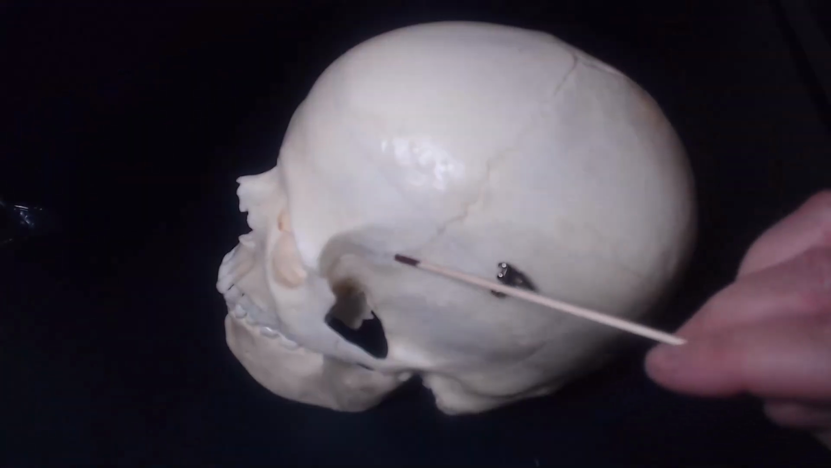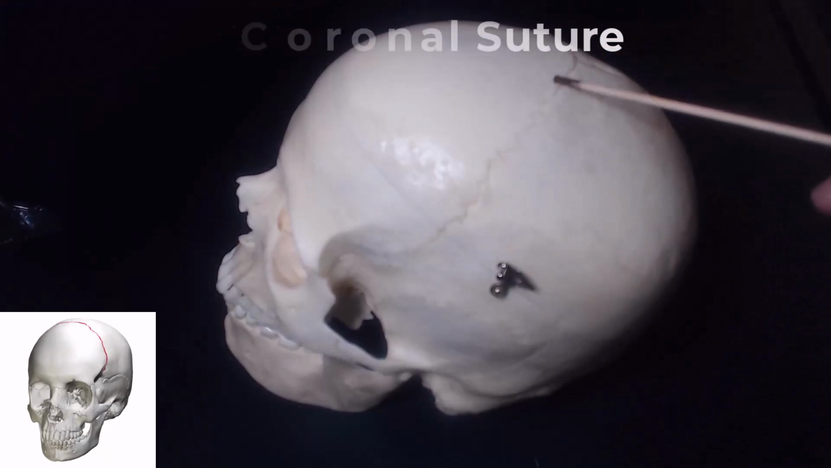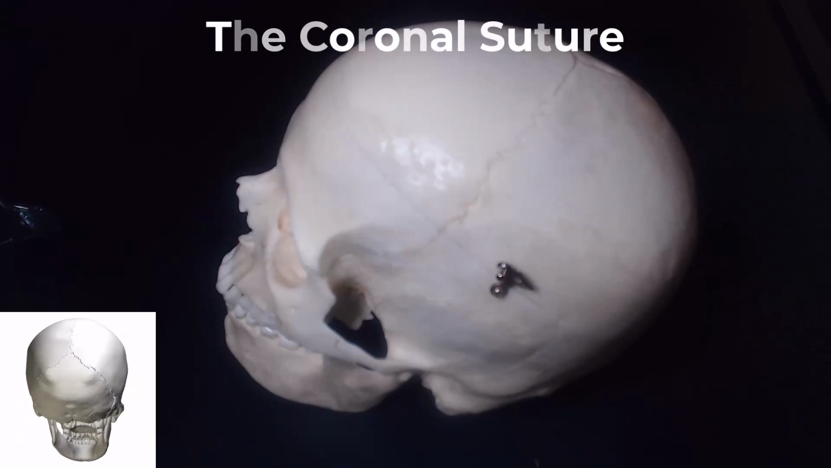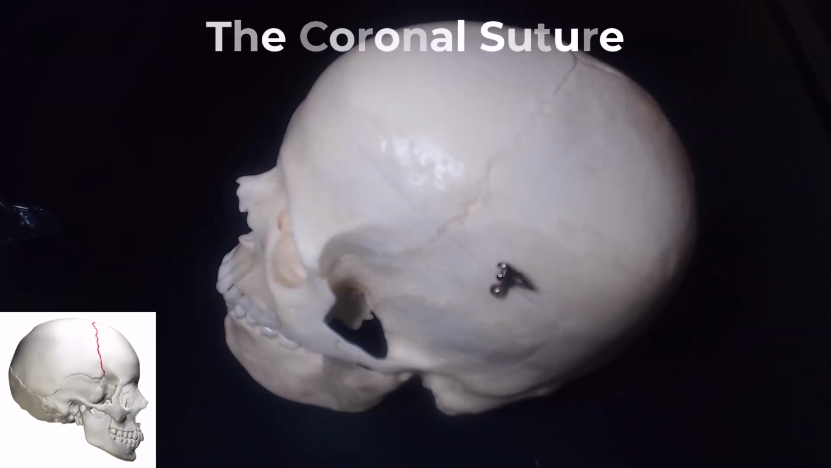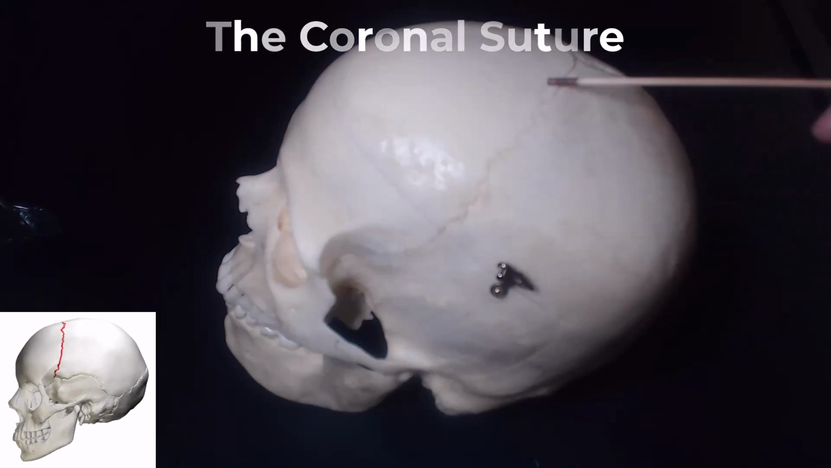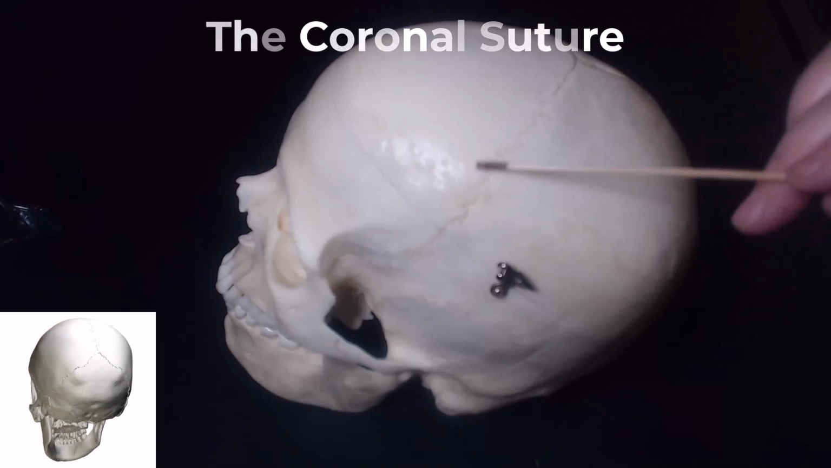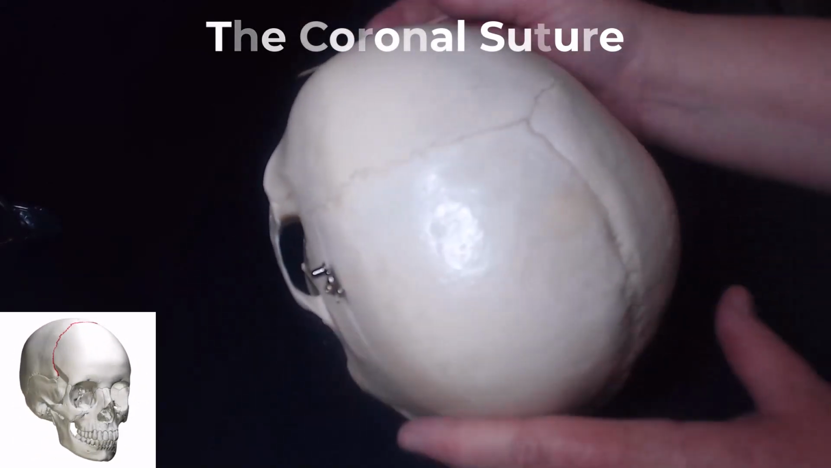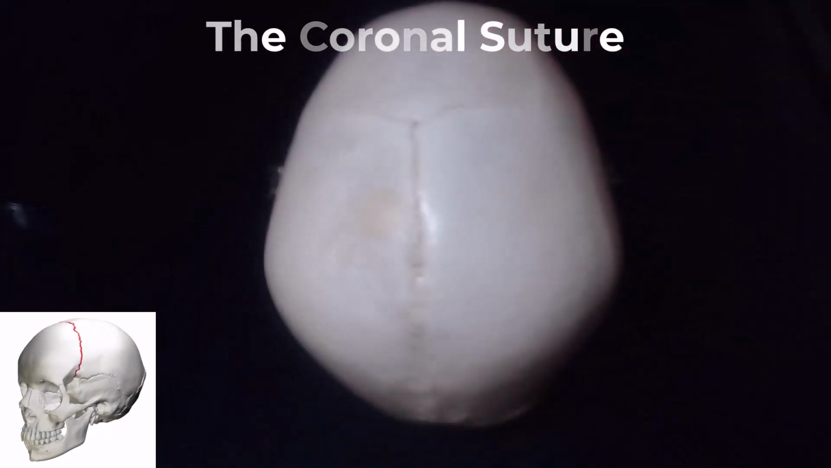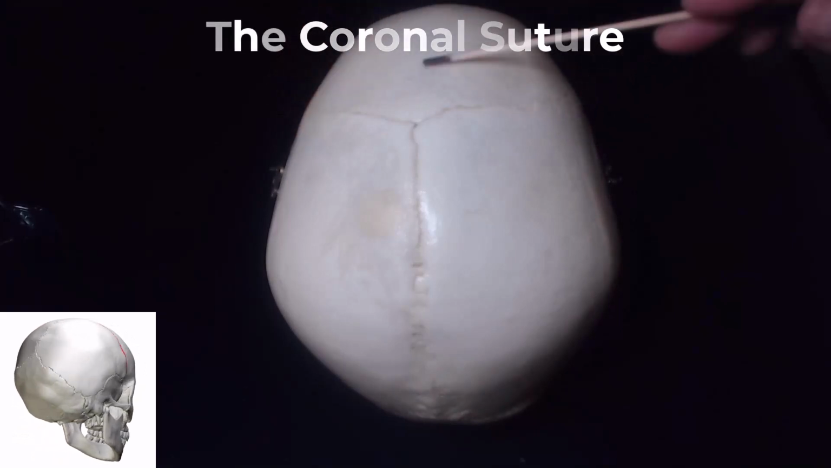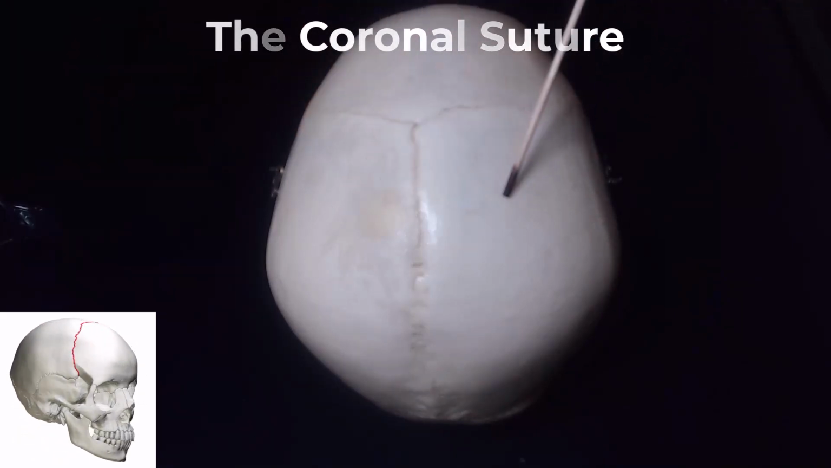So let's go over the sutures that you need to know. This suture here is in the coronal plane. You might recall from way back when I was talking about having a crown. The coronal plane is going to separate you into a front half and a back half. So this is the coronal suture. The coronal suture is going to separate the frontal bone from the two parietal bones. Right, here's another view of that. Coronal suture, frontal bone, parietal bones.